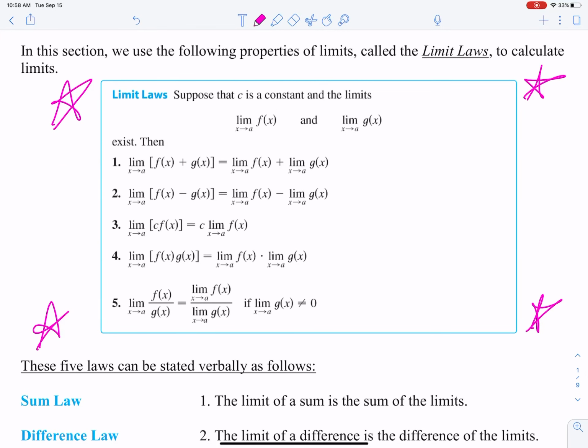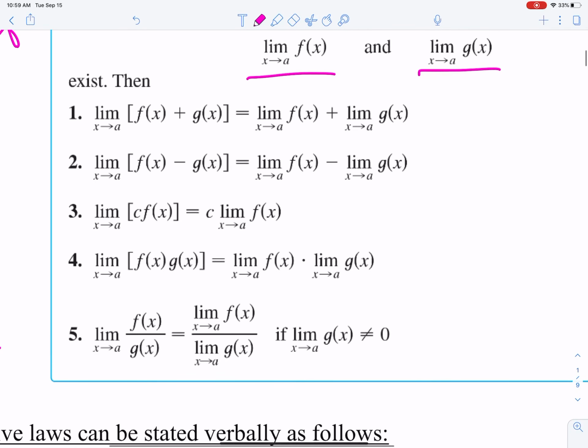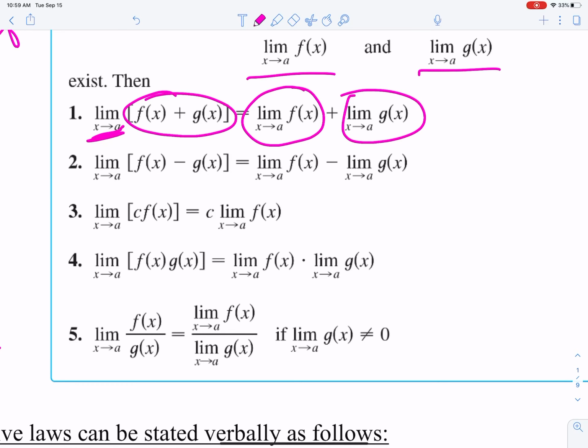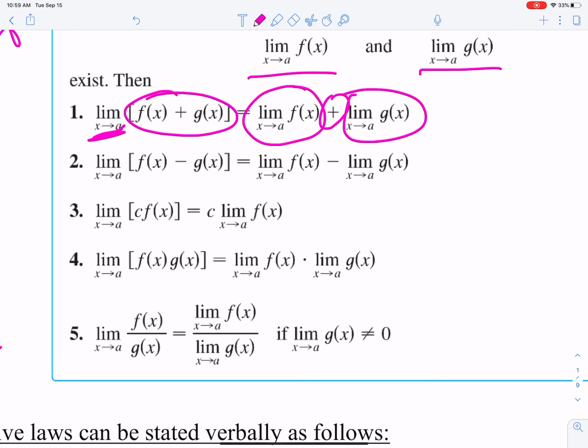All right, so limit laws. Suppose that c is a constant and the limit as x approaches a of f(x) and the limit as x approaches a of g(x) exist. If those things are true, then we have these limit laws. They look very complicated, but the reality is they're saying if you want to take the limit of the sum of two functions, simply take the limit of each individual function, then add them together. Nice and easy, right? That's all you've got to do.